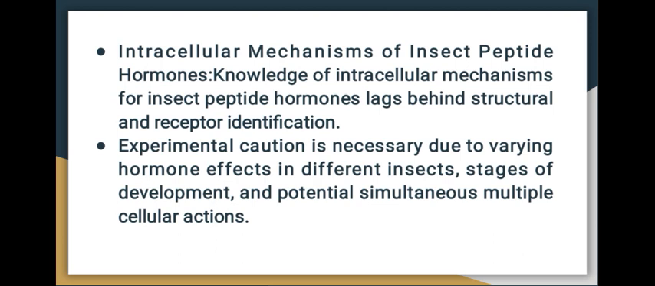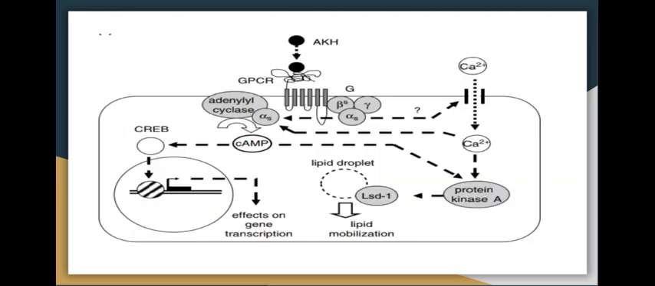Intracellular mechanisms of insect peptide hormones. Knowledge of intracellular mechanisms for insect peptide hormones lags behind structural and receptor identification. Experimental caution is necessary due to varying hormone effects in different insects, stages of development, and potential simultaneous multiple cellular actions.